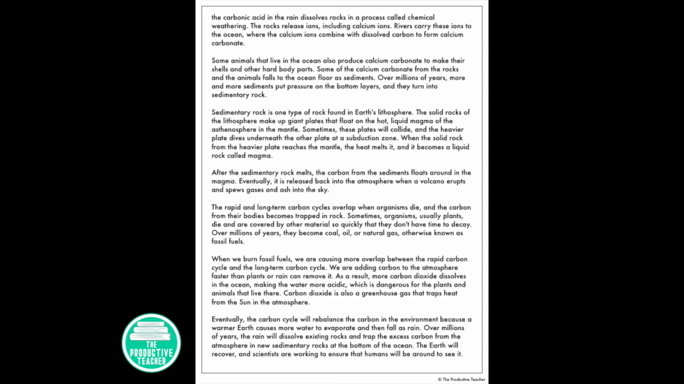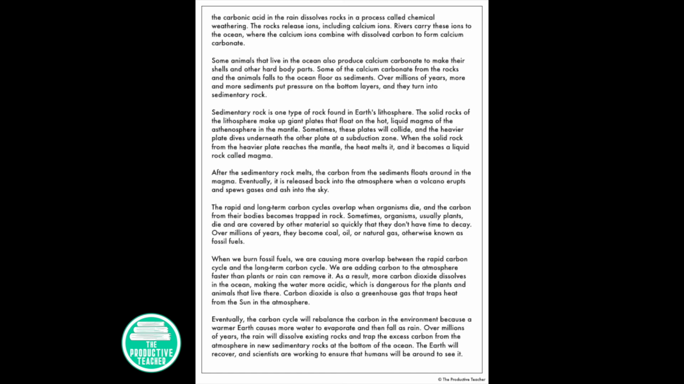The solid rocks of the lithosphere make up giant plates that float on hot liquid magma of the asthenosphere in the mantle. Sometimes these plates will collide, and the heavier plate dives underneath the other plate at the subduction zone. When the solid rock from the heavier plate reaches the mantle, the heat melts it, and it becomes a liquid rock called magma. After the sedimentary rock melts, the carbon from the sediments floats around in the magma. Eventually, it is released back into the atmosphere when a volcano erupts and spews gases and ash into the sky.